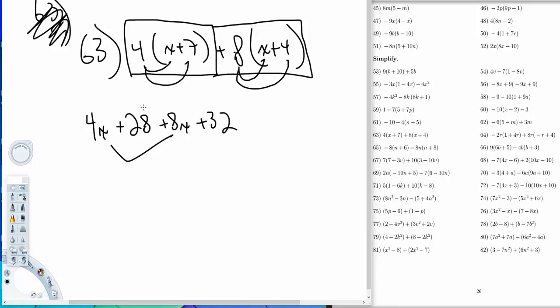This goes together, and this goes together, right? Because here you have an x term, and here you have nothing. So 4x plus 8x, 12x. 4 apples plus 8 apples, or 4 superjets plus 8 superjets, equals 12 superjets. 28 plus 32, 60. Is that the right answer? Yes, it is.